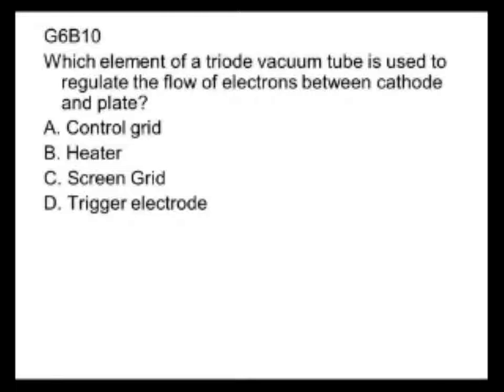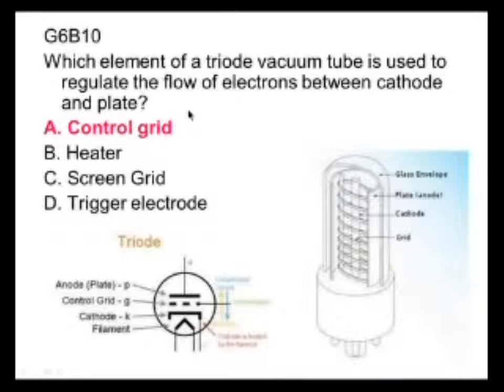Which element of a triode vacuum tube is used to regulate the flow of electrons between the cathode and the plate? A tip-off here, if you happen to get this question, you have the word regulate here. You have the word control here. Similar in meaning, aren't they? And it's called the control grid.